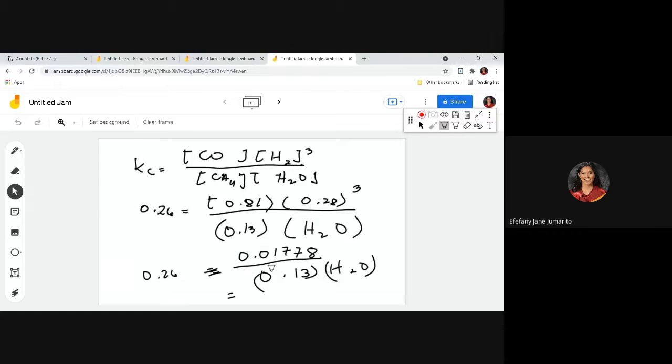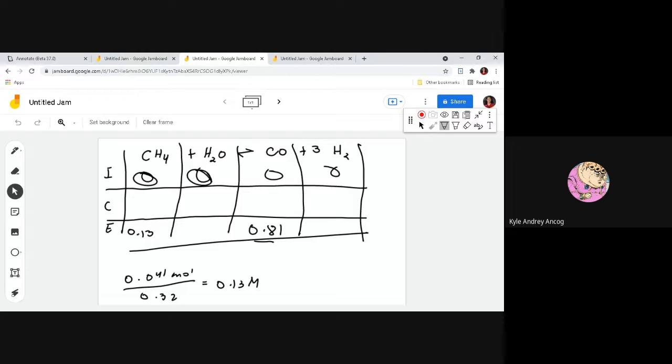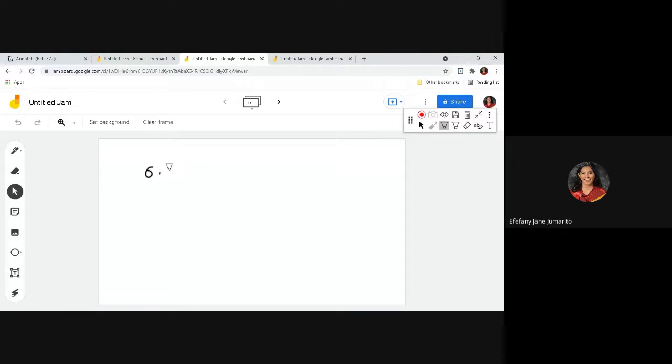Since we have 0.13, we can multiply it here. So 0.26 times 0.13 times H2O is equal to 0.01778. 0.26 times 0.13 is equal to 0.0338. So 0.0338 H2O, right?